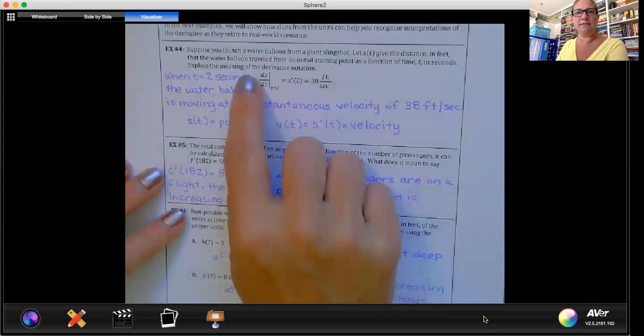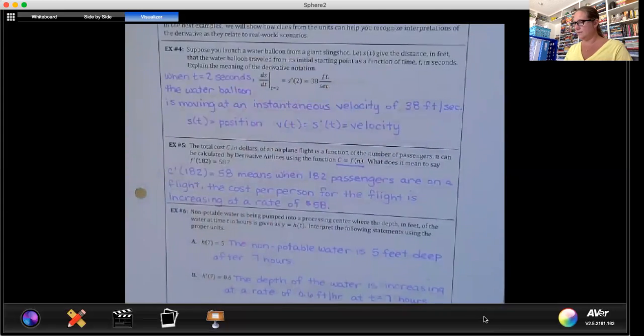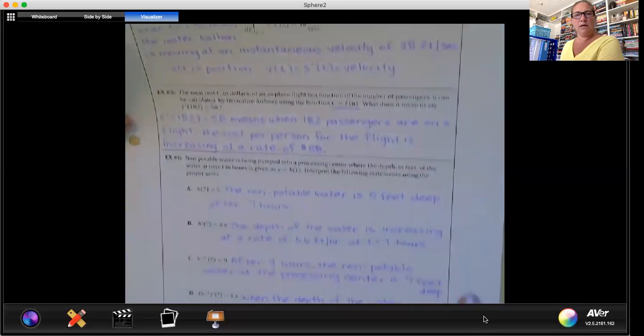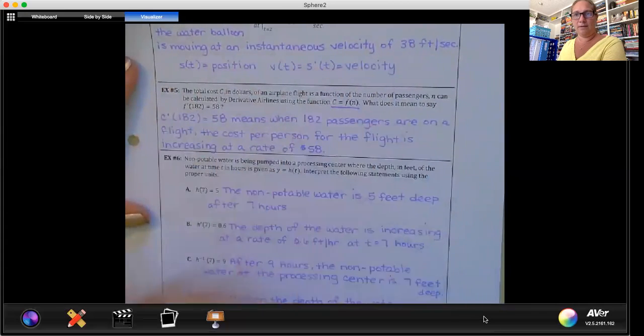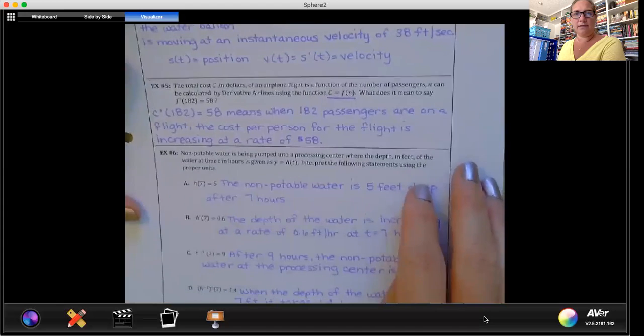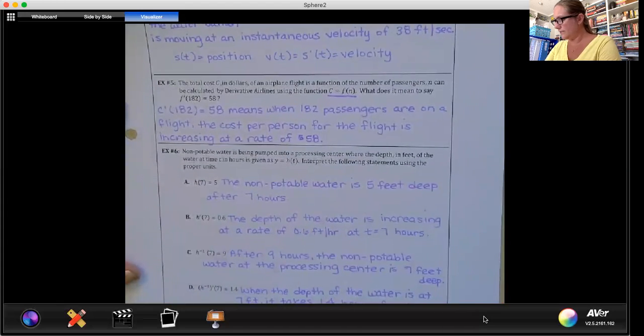So that's what is given. In words, what does it mean? When time is 2 seconds, the water balloon is moving at an instantaneous velocity of 38 feet per second. Remember that s of t is your position function, and v of t, which is s prime, is your velocity function. I've tried to write as much stuff down here that I would say anyway, so that you have everything that you need.